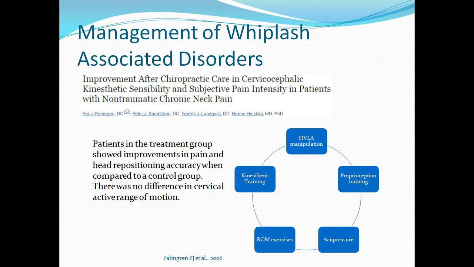In this study by Palmgren et al., participants received an exercise program combining manipulation, proprioceptive neuromuscular facilitation, acupressure, and range of motion exercises, intertwined with exercises to improve head relocation accuracy, which was efficacious for patients with non-traumatic chronic neck pain. Patients in the treatment group showed improvements in pain and head repositioning accuracy when compared to a control. There was no difference in cervical active range of motion between the two groups.